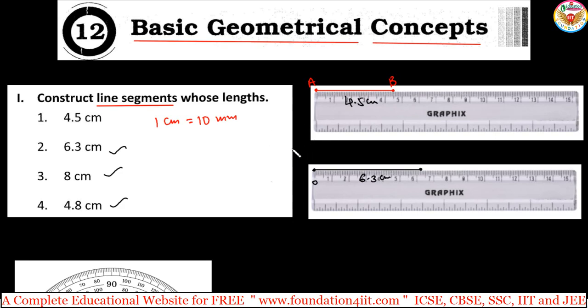Again, if a line segment is given and you need to find out the measure, you can take the scale and keep it from the 0, then count 1, 2, 3, 4, 5. After 5, if it is the fourth line, it is 5.4 centimeters. Using the scale you should draw line segments, and if a line segment is given, measure the distance. You should be perfect in these two, right?